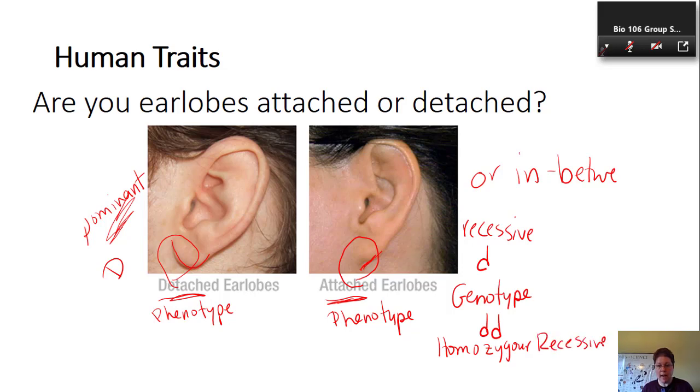So if you have attached earlobes, you know your genotype. You are homozygous recessive, little d. Now, if you have detached earlobes, you have a couple of options. You could be homozygous dominant, or you could be heterozygous. So if you have detached earlobes, in that spot in your lab you're going to write big D, homozygous dominant, or big D, heterozygous. So that's how you'll figure that out.